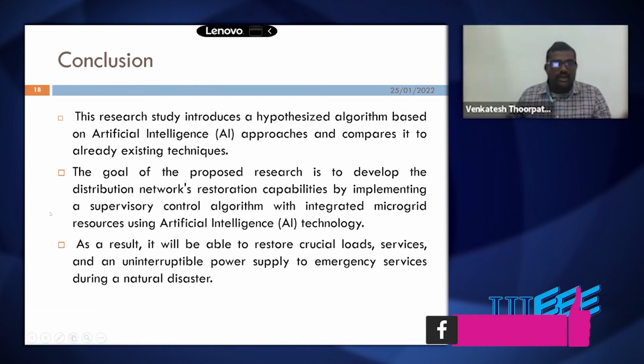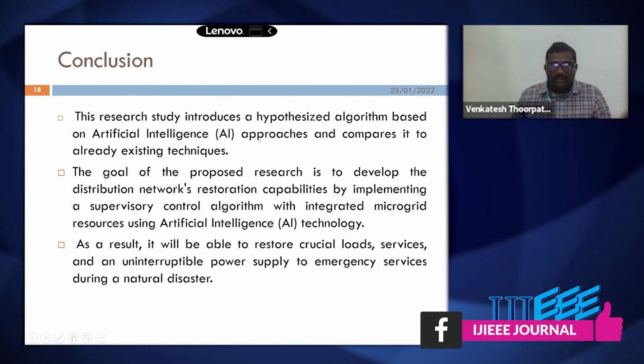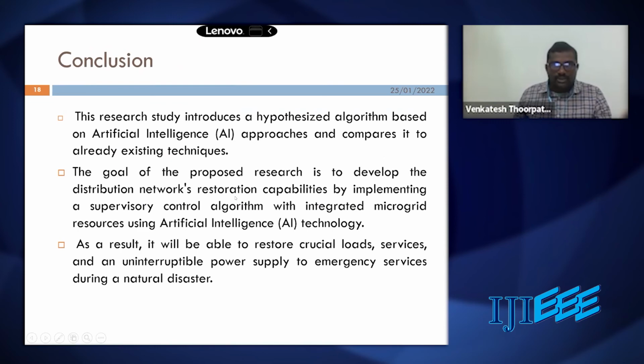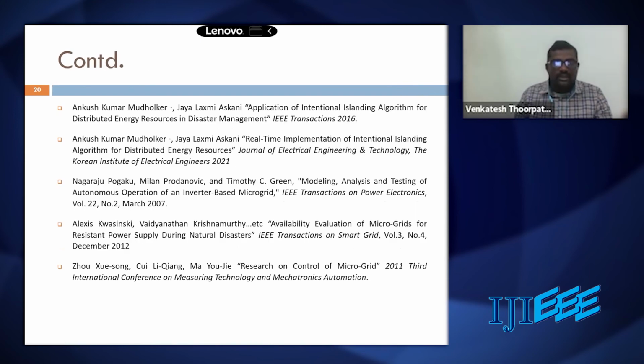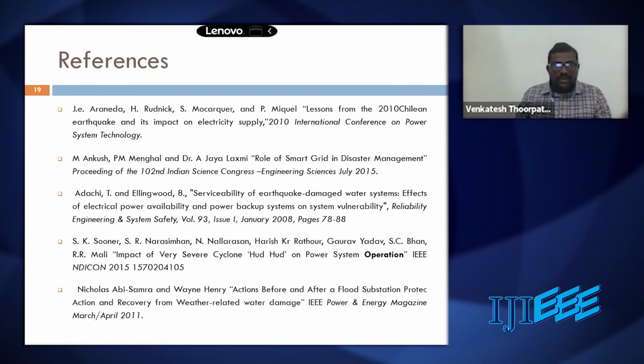Mainly, I can focus on an artificial intelligence algorithm for the restoration process that improves on the existing techniques. The goal of the proposed research is to develop distribution network restoration capabilities by implementing a supervisory algorithm based on artificial intelligence technology. Whenever I implement this, I will be able to restore critical load services and also provide uninterruptible power supply to emergency loads during a natural disaster. This is a very important area I have chosen, sir, with the help of my guide. These are the references I went through, and I am still researching this.